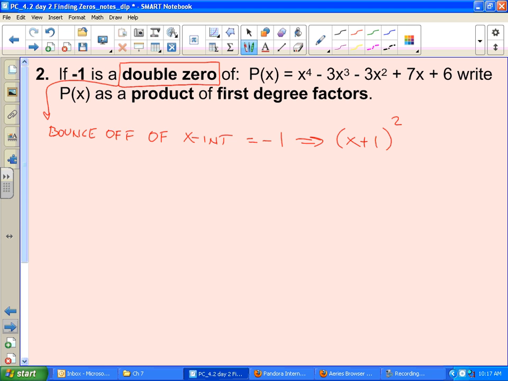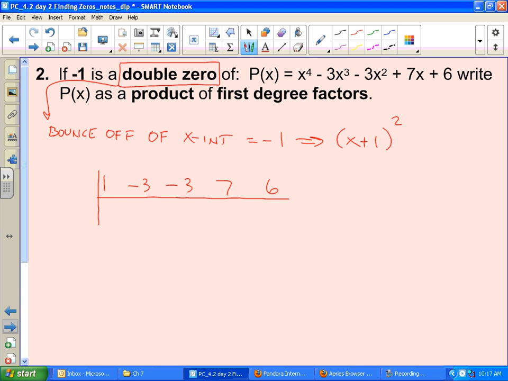Again, notice the 4th degree. We're going to have a double zero. So what does this allow you to do? Well, it allows you to do synthetic division twice. So we set it up. And again, I'm doing the shortcut method. So if negative 1 is a double zero, that means I should be able to do synthetic division twice with negative 1.